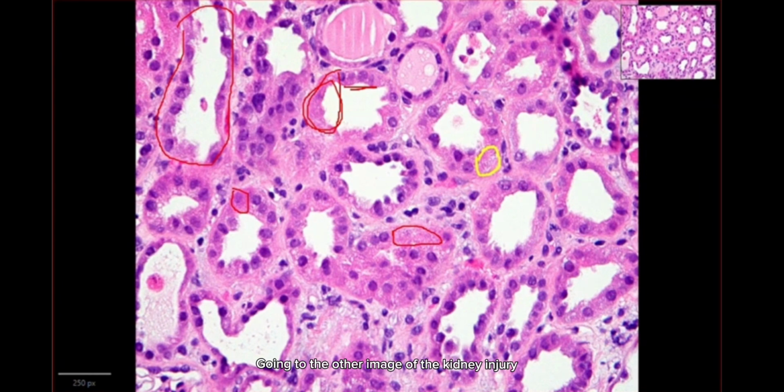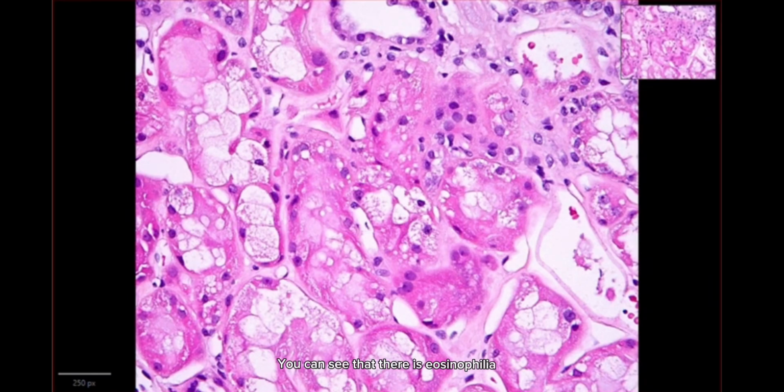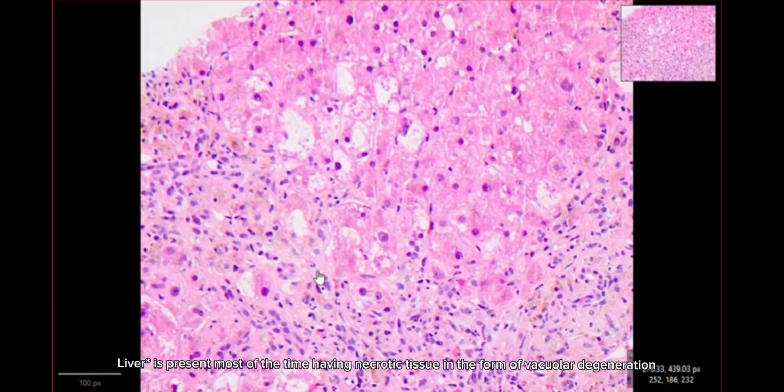Going to the image of kidney injury, you can see that there is eosinophilia and maybe fading of nuclei here, but you can also appreciate that there is vacuolar degeneration. What is vacuolar degeneration? In the whitish area, the tissue becomes vacuolated. This is another sign of necrotic tissue. Another example could be of a liver, where necrotic tissue often presents in the form of vacuolar degeneration, which in the hepatic area is known as ballooning degeneration. What happens is that the cells become large.